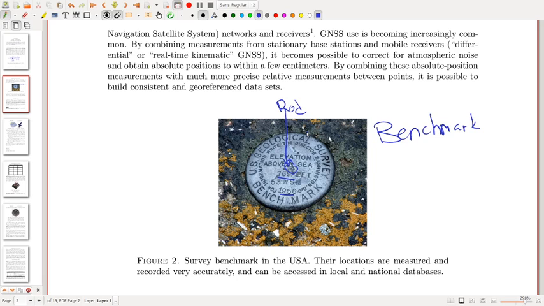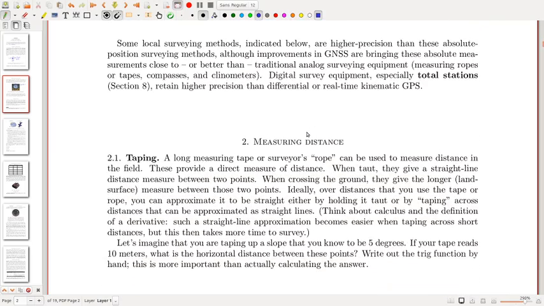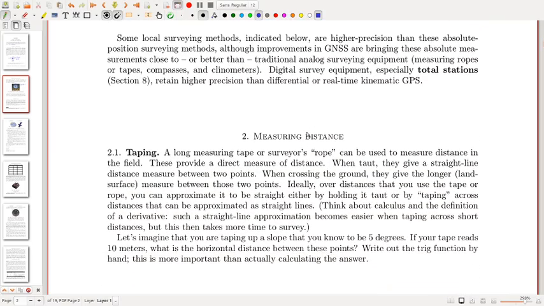some knowledge about what you're looking at in a particular area, or be able to locate samples with respect to one another, be able to locate water wells or stream banks or the edge of a lake, and so forth. So improvements in GNSS are actually starting to bring these absolute measurements close to or better than sometimes traditional analog surveying equipment. But some of the digital survey equipment that we'll talk about retain higher precisions.